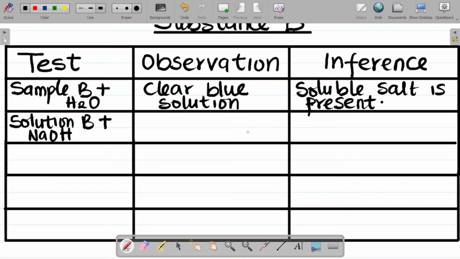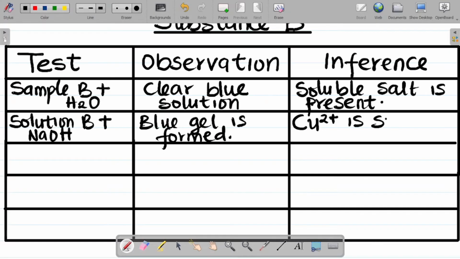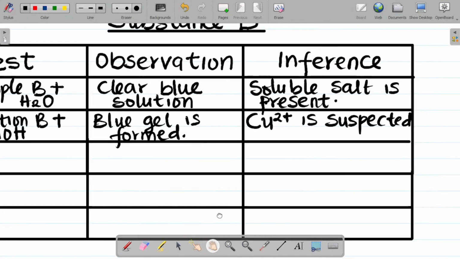All right, so what did I observe? I observed that a blue gel was formed. That's my observation. Okay, so what can I infer here? Please, whenever you have that color blue, the inference is usually copper. That means copper ion is suspected. So I suspect that copper ion is there.